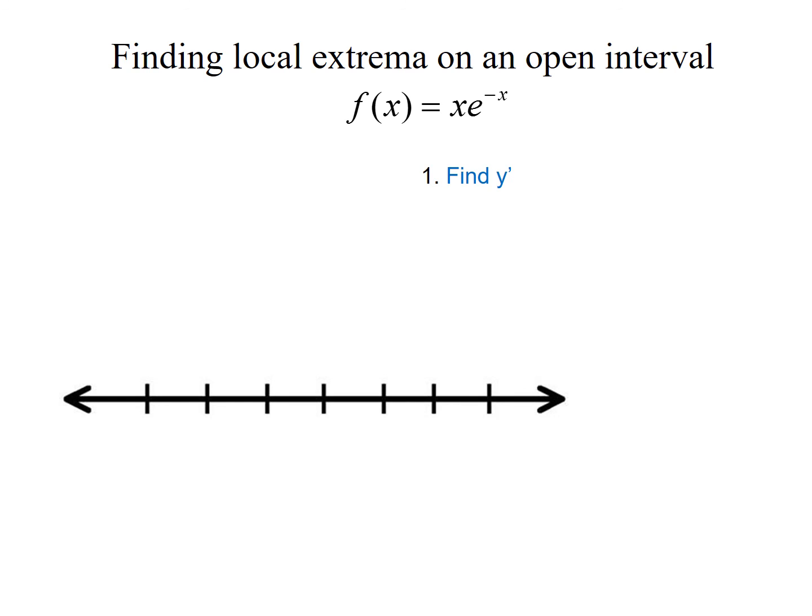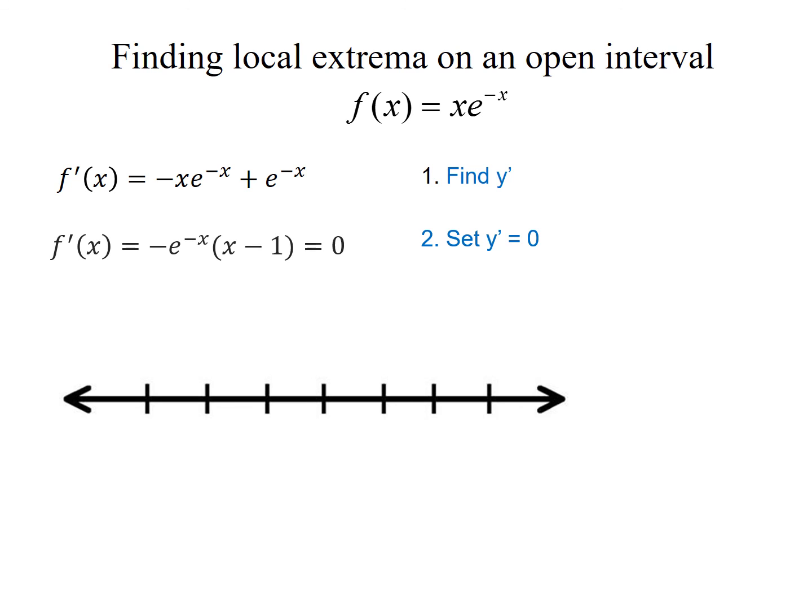Okay, so once again, we're going to do the same thing. And remember here to use product rule. You're going to use product rule and chain rule. Set our derivative equal to 0. Find our critical numbers. Remember, e to the x or e to the negative x is never 0. So the only place it's going to be 0 is x equals 1.